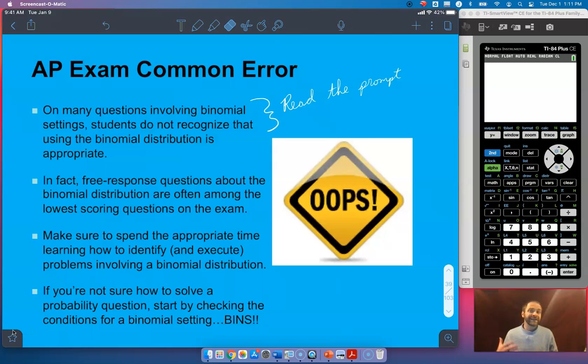One thing to be aware of is that a lot of the free response questions on the AP exam, the ones that deal with binomial, are some of the lowest scoring ones. So make sure when you're reading a prompt, again, in Chapter 6 you know you're dealing with binomial and geometric settings, I get it. But something to practice is, when you read a prompt, make sure to check the conditions and identify what you're being asked. One way to do it is when you read a prompt and you're not sure how to compute the probability, check the BINS. Is it binary? And if it is, great, do a binomial setting. If it's not, then we'll go learn what the other possibilities are. So let's move on now.